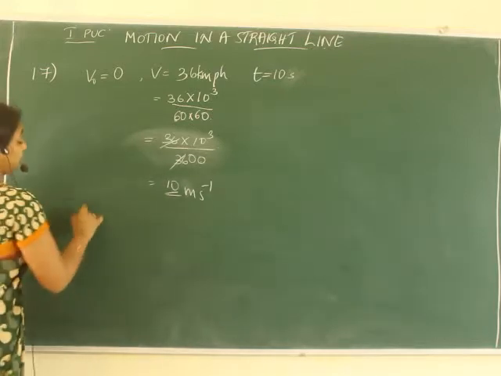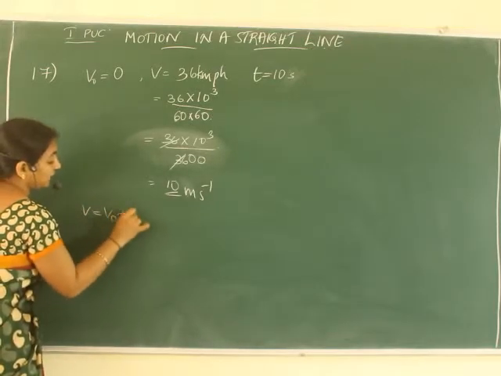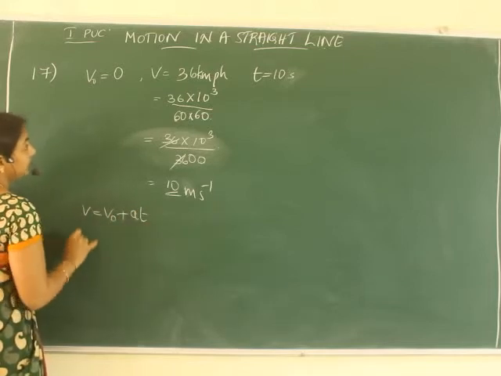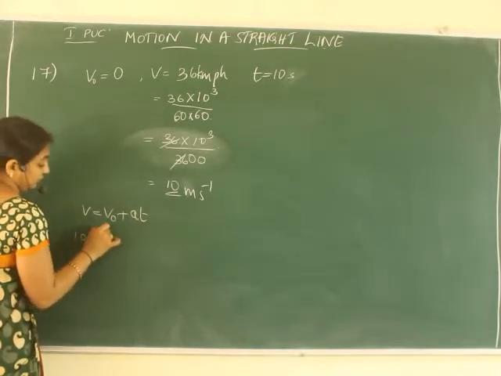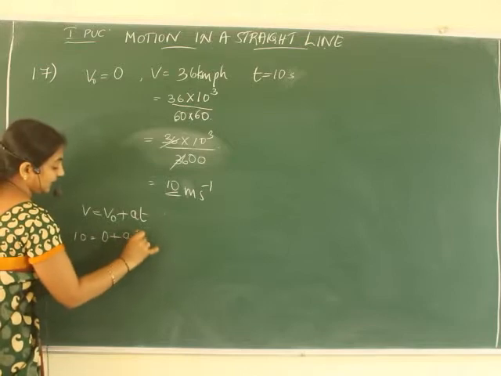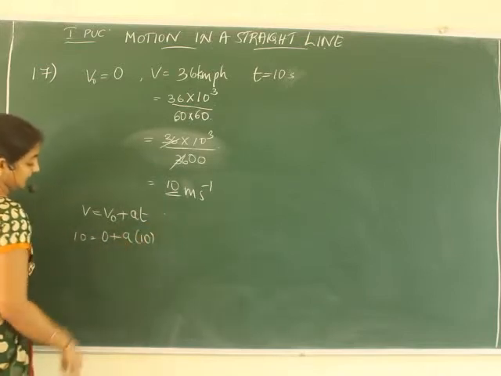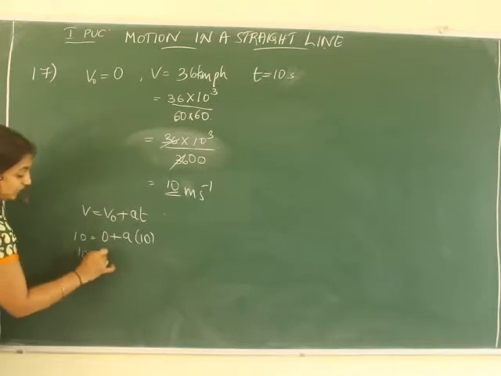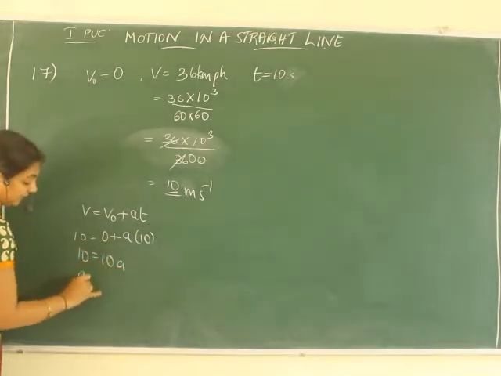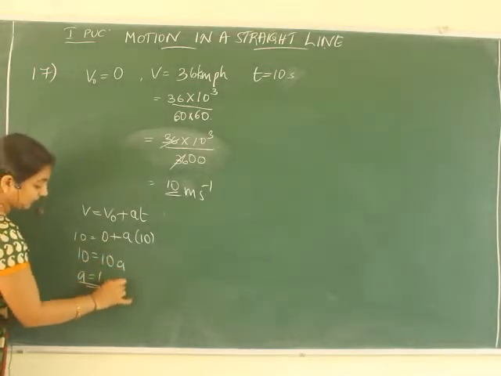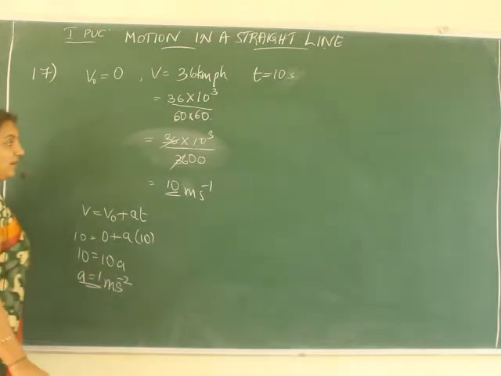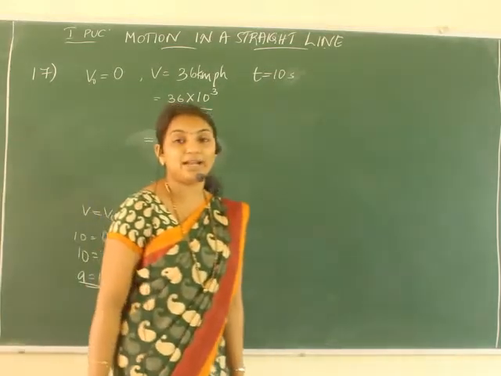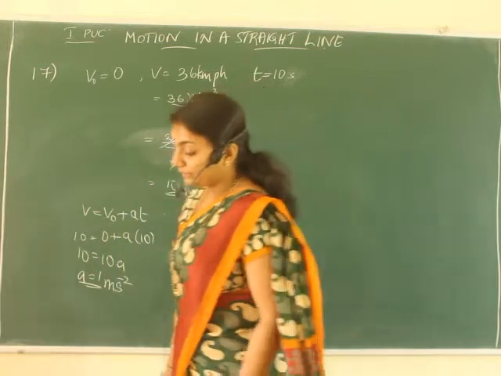V is equal to V0 plus AT. 10 is equal to 0 plus A into 10 seconds, correct? So 10 is equal to 10A, A is equal to 1 meter per second square. We got acceleration. What is the next we have to calculate?